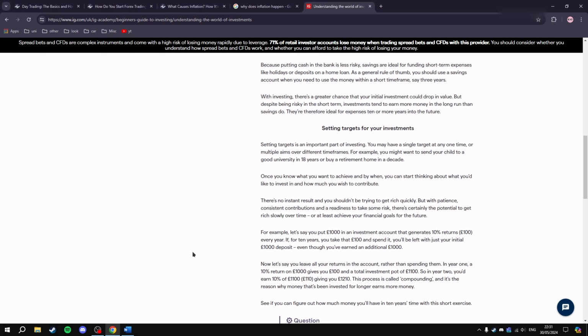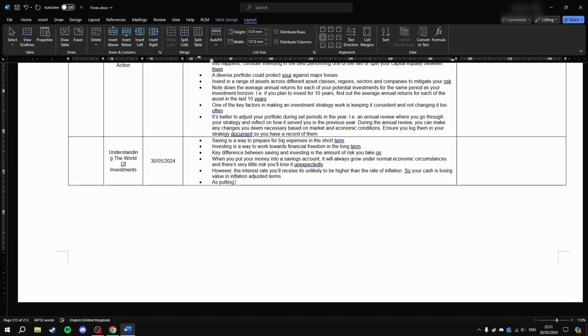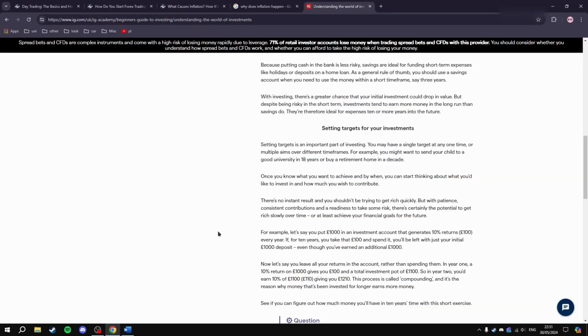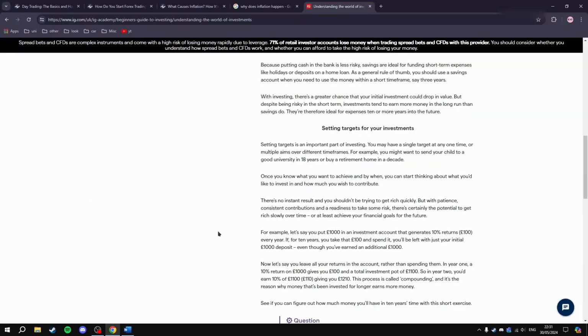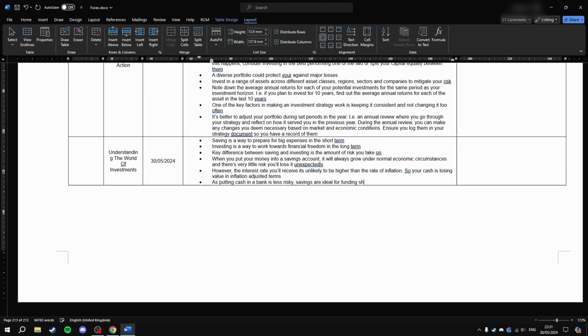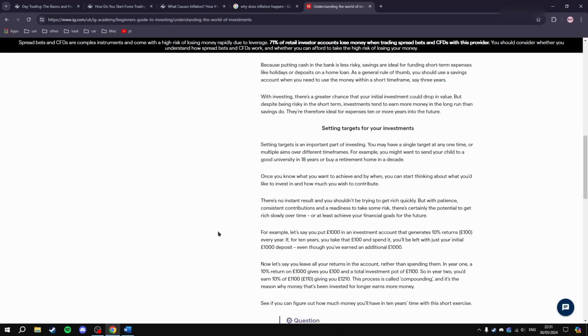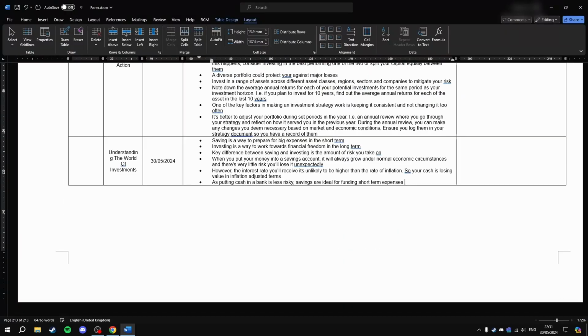or deposits on a home loan. Putting cash in a bank is less risky. Savings are ideal for funding short-term expenses or deposits on a home loan.